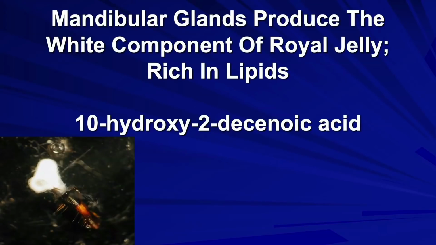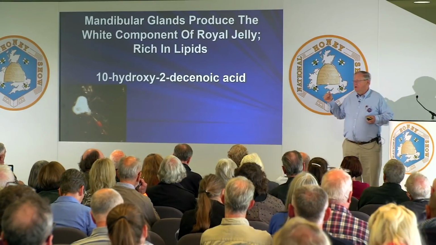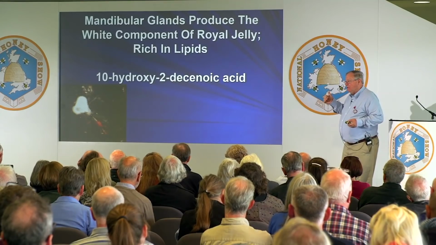Mandibular glands produce the white component of royal jelly. It's rich in lipids or fats, and the primary component of the mandibular gland is 10-hydroxy-2-decanoic acid. This is also another component of pheromones, okay? And I'm sure there's some relationship between the jelly and pheromone production, etc., but we're not going to delve into that today.